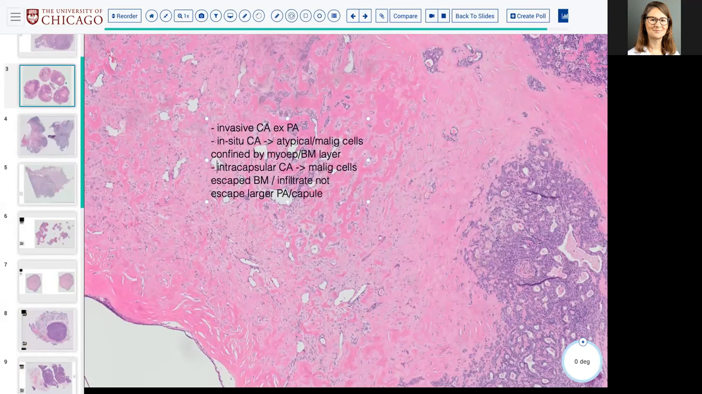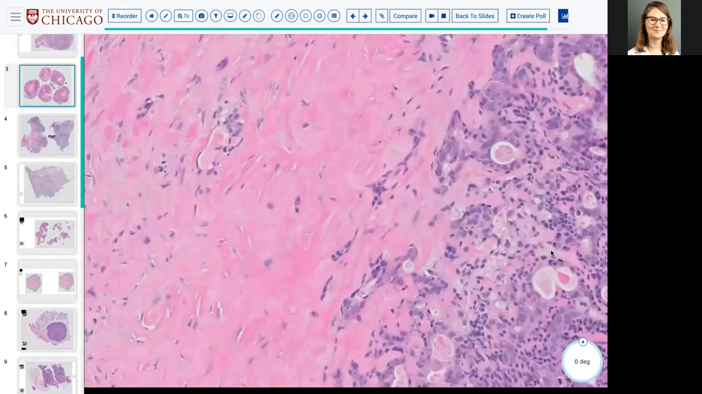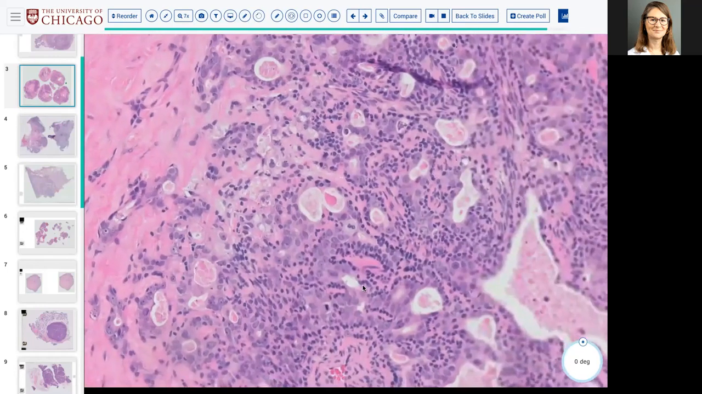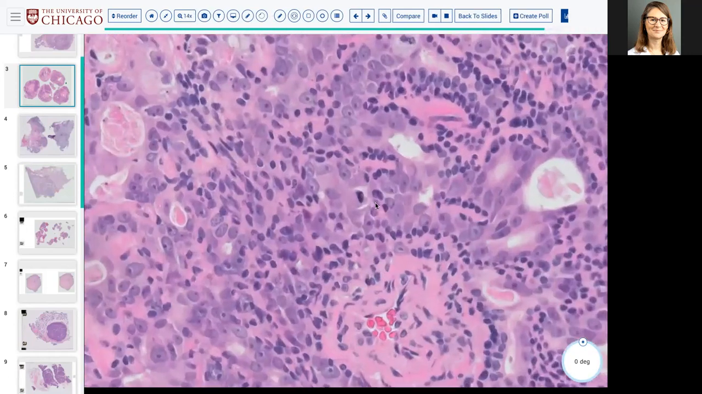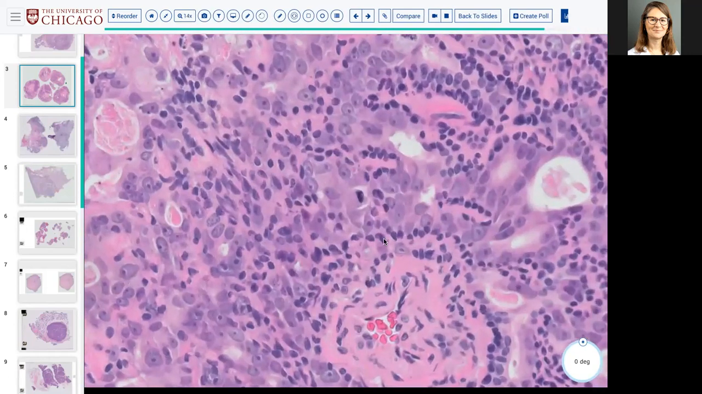Now, whether or not we see this happen in real life is another question. This, to me, is probably atypical or in situ, because I don't think these cells have escaped the basement membrane layer. So in theory, this is how carcinoma ex PA starts, with essentially purely cytologic atypia, mitoses and prominent nucleoli within the confines, and then it starts to escape and invade.